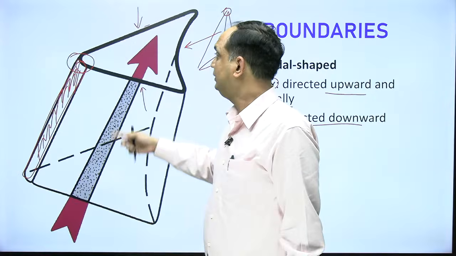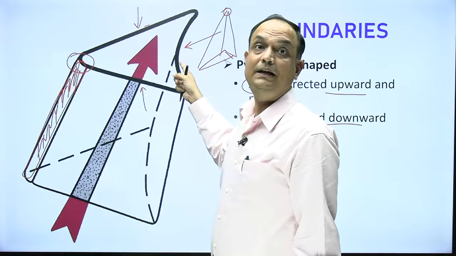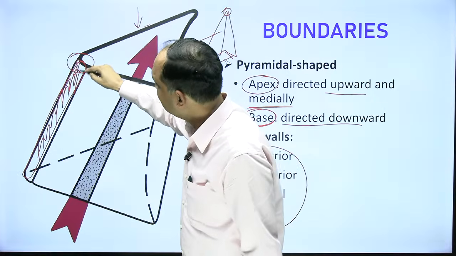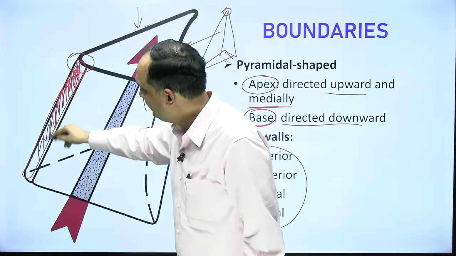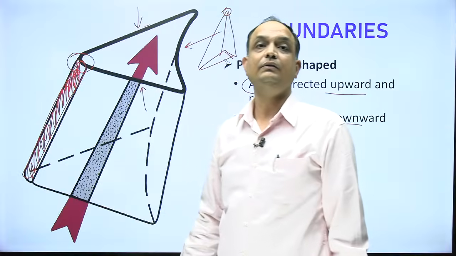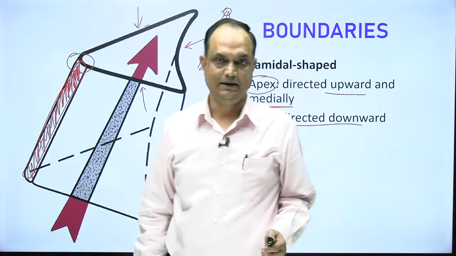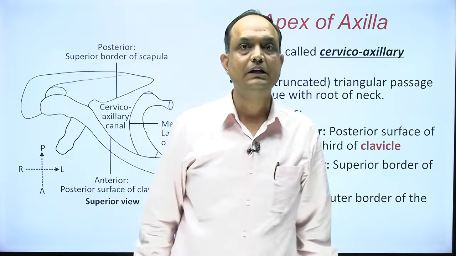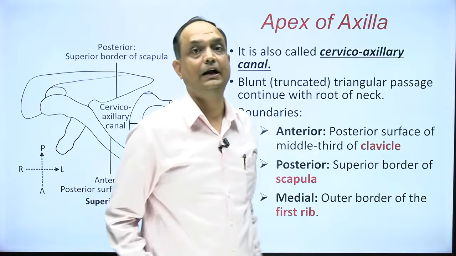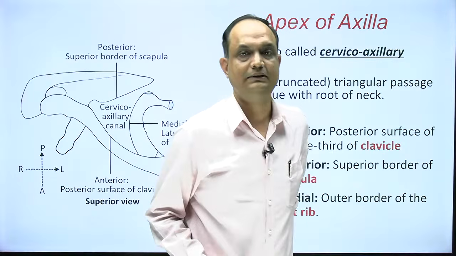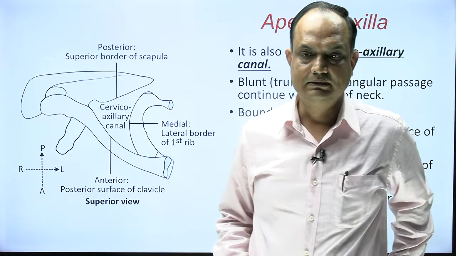This is anterior boundary, this is posterior boundary, this is medial boundary, and on the lateral side you will have a strip which is known as lateral boundary, which is the narrowest boundary of the axilla. Clear? Now when you move ahead, what you are able to understand is what the apex is.